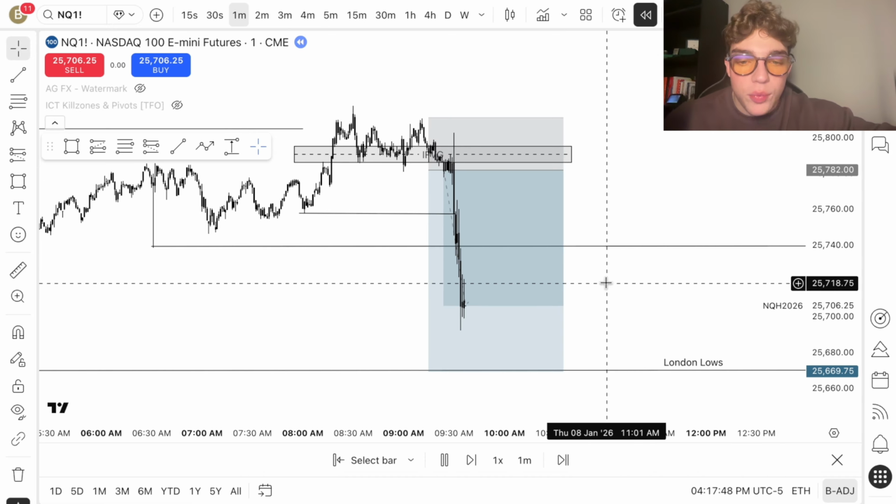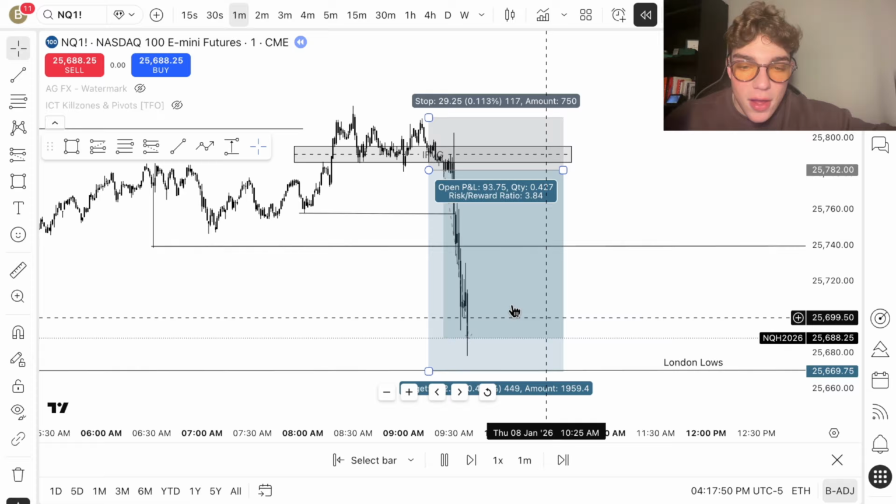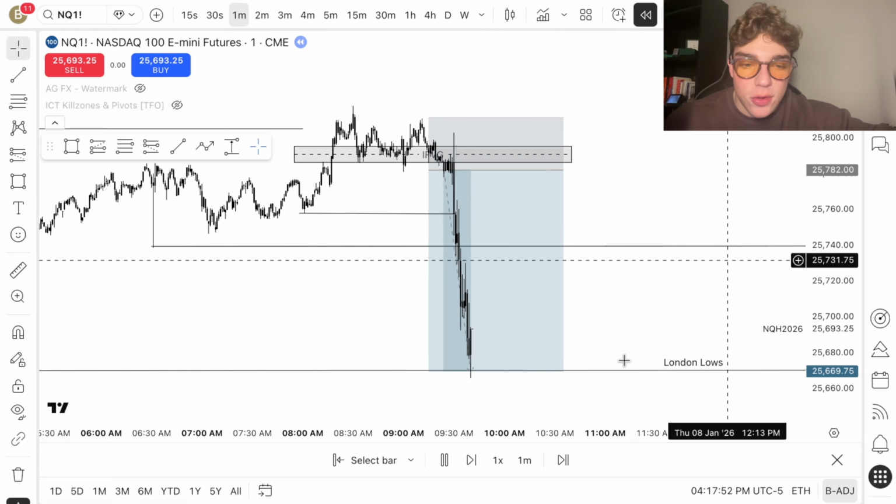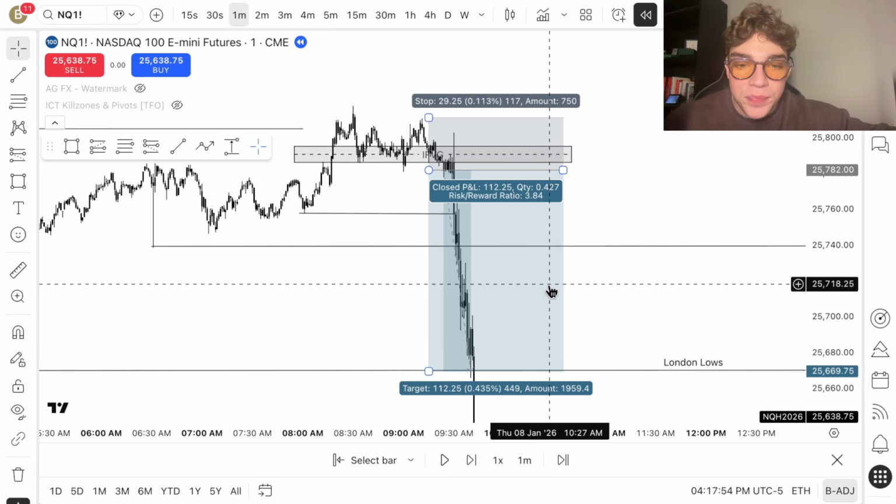Right after that, we run almost to London low. You see a little bit of some pullbacks on the way, but we hit London lows within a few candles. This was almost a 4 RR trade. That's huge for my inversion system. I normally don't trade this high RR, but the draw was that obvious, so I was willing to take it. It was almost 450 ticks, an insane trade, but it was so obvious, I wanted to take this.